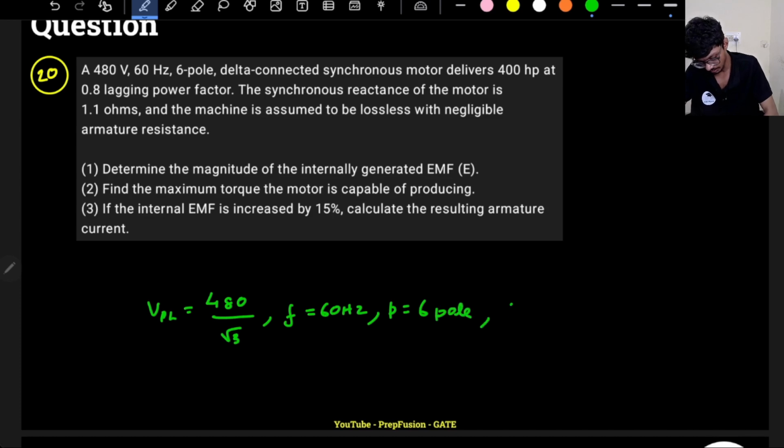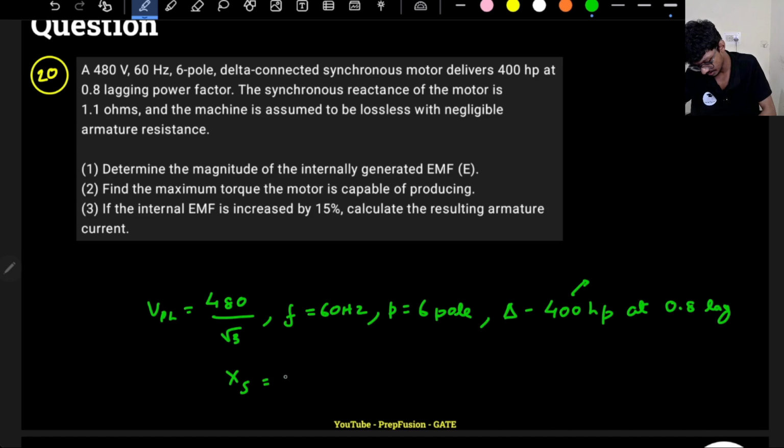It is a delta connected synchronous motor, which is rated at 400 horsepower at 0.8 lagging. I can convert this into kilowatt, that I will do later.